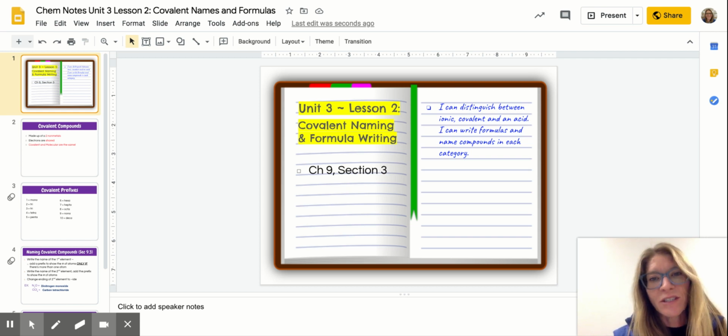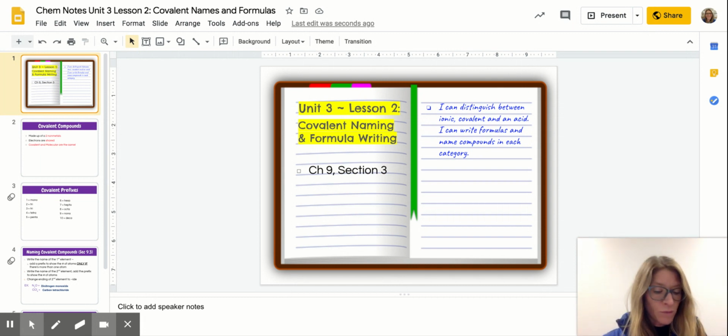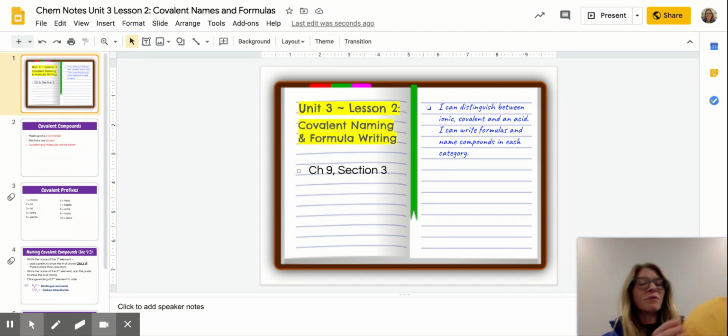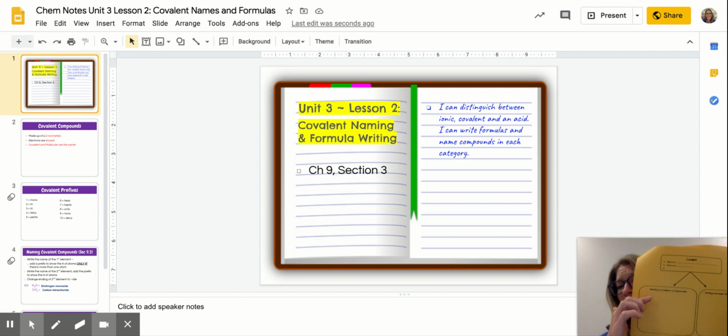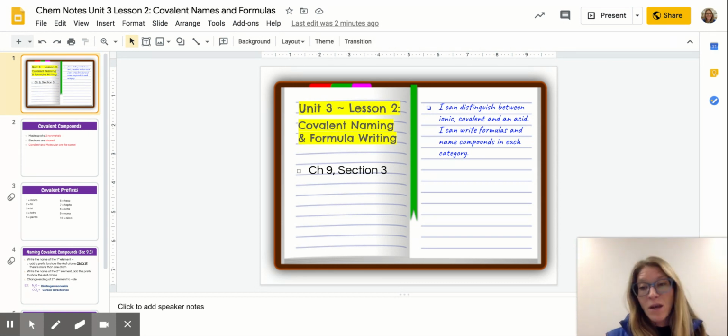The notes for lesson 2 will cover covalent naming and formula writing. So in your gold notes packet, you would be taking the notes on page 2 for covalent. Make sure in these boxes that you write down the steps for the rules, like step 1, do this, step 2, do this. I told my in-class students today that if they want to use the back for the examples, if they run out of space, that might be helpful.